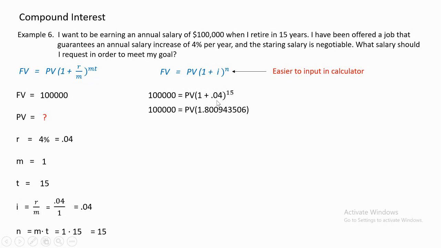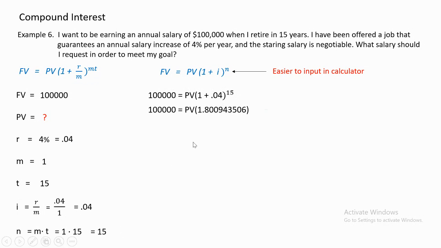So first, they do the 1 plus 0.04 to the 15th power, which will give you 1.800943506. And what's good about this recording, guys, is that you can actually follow the video. Make sure that you stop the video, and then you enter that in the calculator to make sure that's the answer. And then you continue. And then you stop it again, until you make sure that you're understanding the concept. And this applies for every problem that has to do with compound interest.